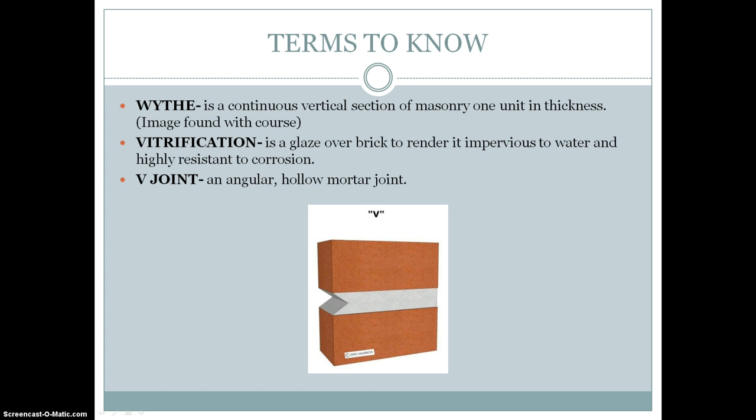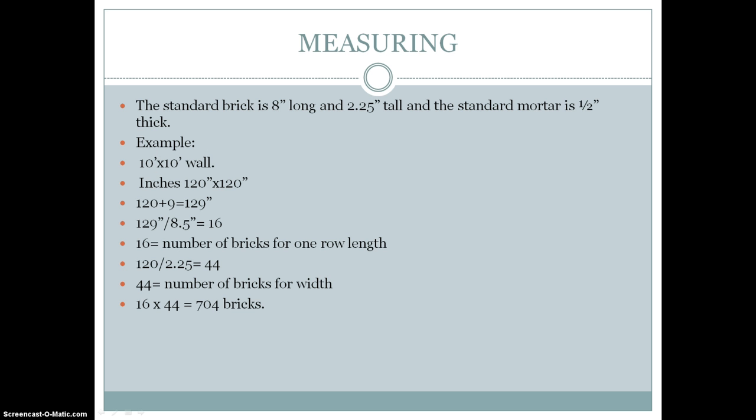Okay, last slide with terms to know. The withe is a continuous vertical section of masonry, 1 unit in thickness, and that's up with the image of course. And then we have vitrification, which is a glazing over brick to render it impervious to water and highly resistant to corrosion. And then we have a V-joint, which is an angular hollow mortar joint. And below you can see what that looks like. And it looks just like what it's called. It is a V.